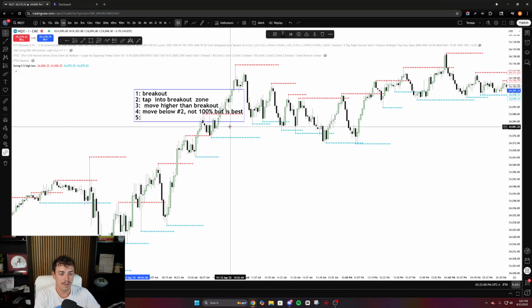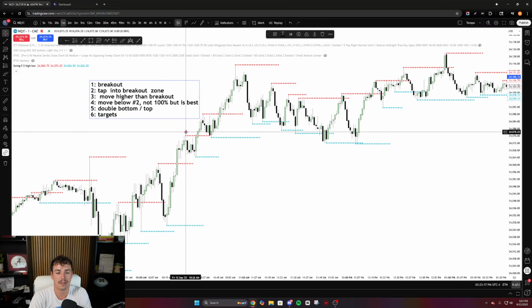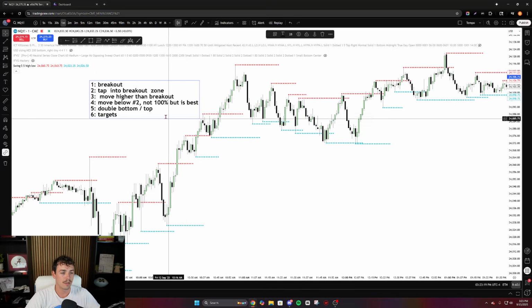And then 5 is a double bottom / top. This is an added confirmation. You do not need to take the entry off of the double bottom, double top. So we'll talk about 2 of the entry models today. And then 6 is just the targets. So this is the general thesis behind the swing breakout sequence. Let's jump into it.